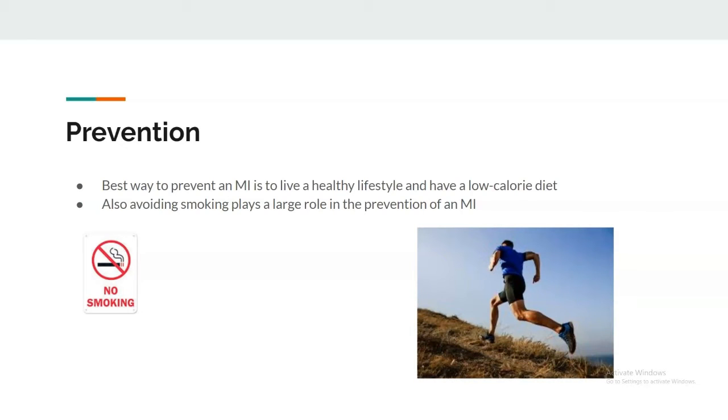So how do we prevent it? The best way to prevent an MI is to live a healthy lifestyle. A low-calorie diet, exercise, also avoiding smoking. Smoking plays a large role in myocardial infarctions. We see a lot of patients coming in that have a previous history of smoking that also have an MI. So smoking is a big no-no if you're trying to avoid an MI.